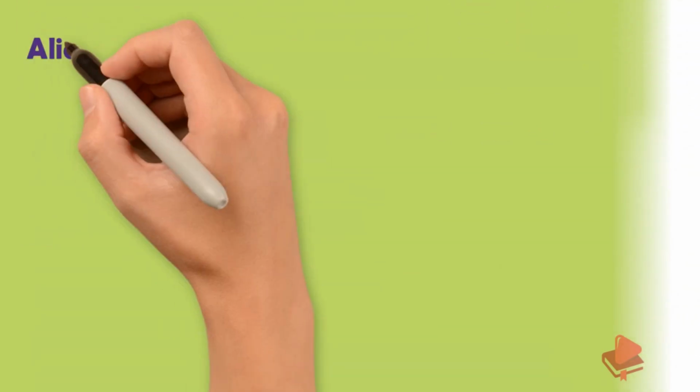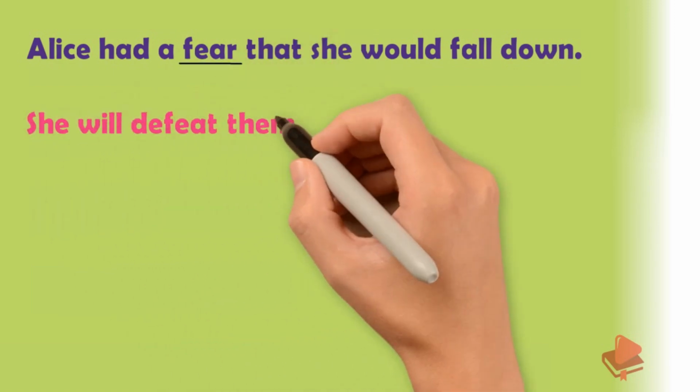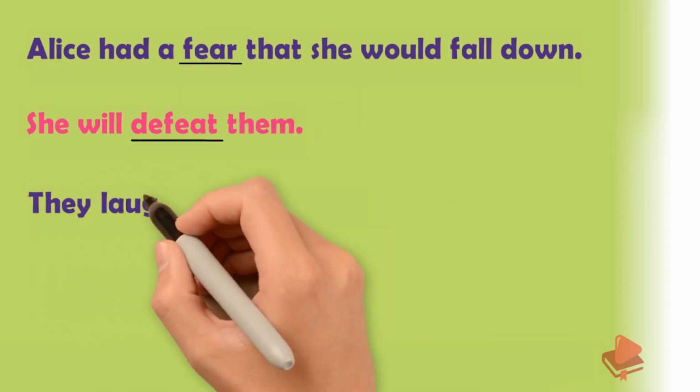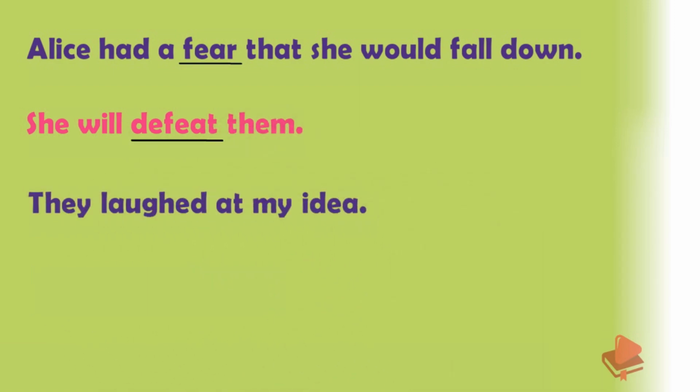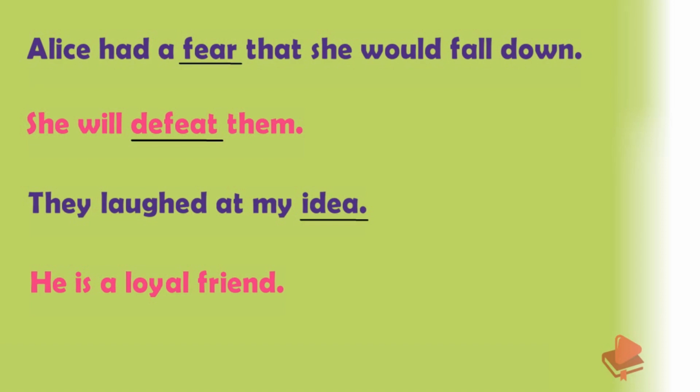Alice had a fear that she would fall down. Here, fear is an abstract noun. She will defeat them. Defeat is an abstract noun. They laughed at my idea. Idea is an abstract noun. And finally, he is a loyal friend. So loyal is the quality of a person. Loyal is an abstract noun.